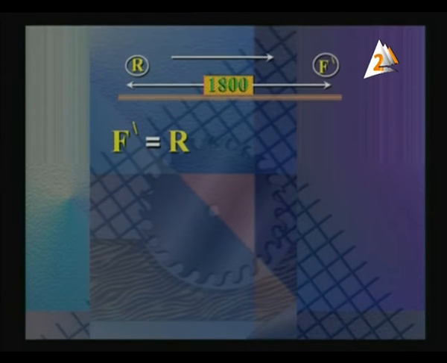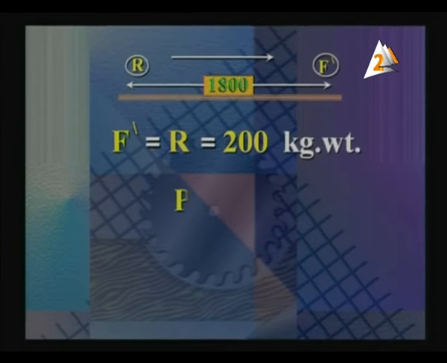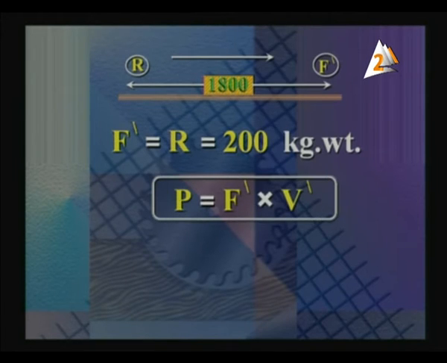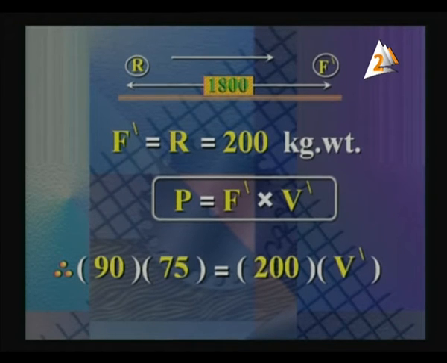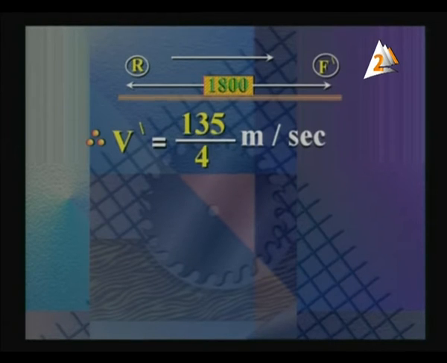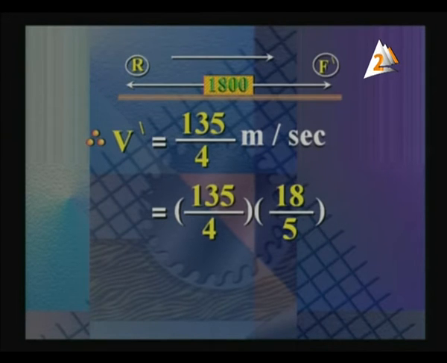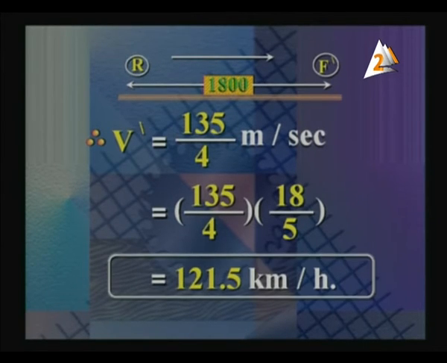F dash equals R equals 200 kilogram weight, and the power P equals F dash times V dash, or 90 times 75 equals 200 times V dash, and the velocity as maximum we get that V dash equals 135 divided by 4 meters per second, or 135 divided by 4 times 18 over 5, which equals 121.5 kilometers per hour. Let us see another one.